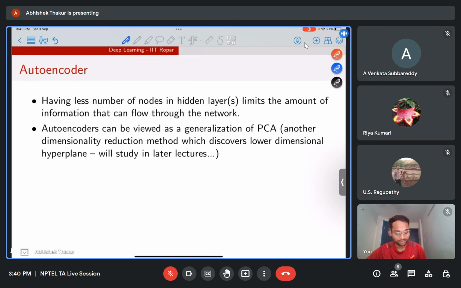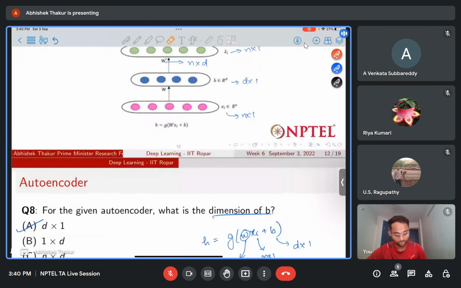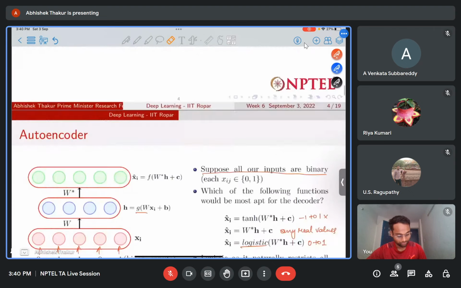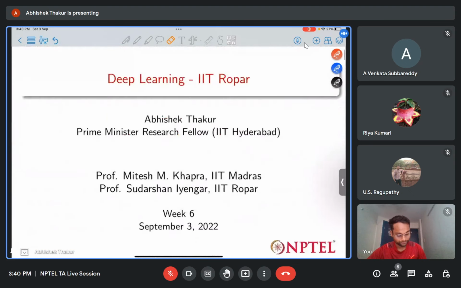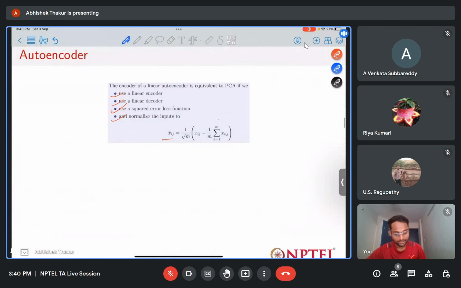Here also the dimension is reduced, and when it can be equivalent to PCA, this also we have studied in one of the questions. I will show you. Here, an autoencoder is equivalent to PCA if we use a linear encoder, a linear decoder, and a squared error loss function. Okay, and also the input is normalized to this form.